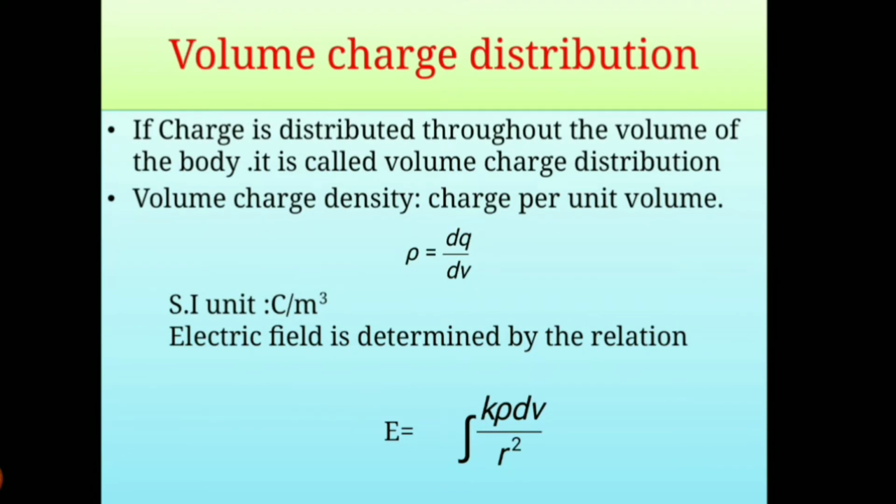Similarly, volume charge distribution. If charge is distributed throughout the volume of a body, it is called volume charge distribution. Volume charge density is charge per unit volume, represented by the letter rho. SI unit is coulomb per meter cube. For finding the electric field, here we use the relation k into rho dV by r square, where k is 1 by 4 pi epsilon naught.